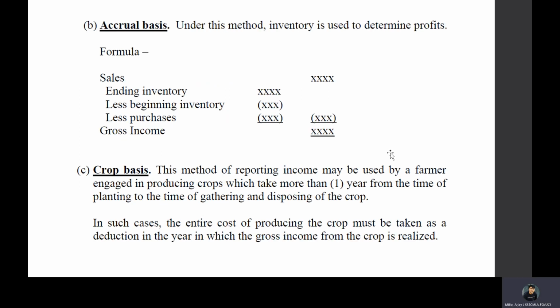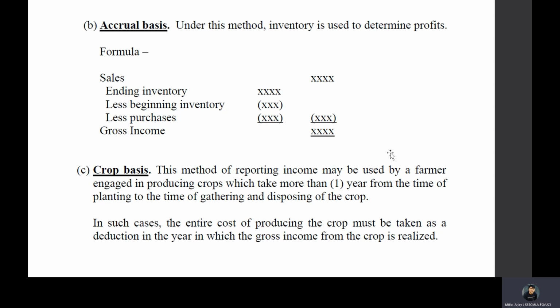So next basis is the accrual basis. So ang accrual basis naman, ito yung gagamit ka na ng inventory. Actually, ito yung ginagamit natin sa accounting, yung usual computation natin ng gross income sa accounting. So that's sales less ending inventory, then less beginning inventory, then less purchases. That will be the gross income for that particular period.